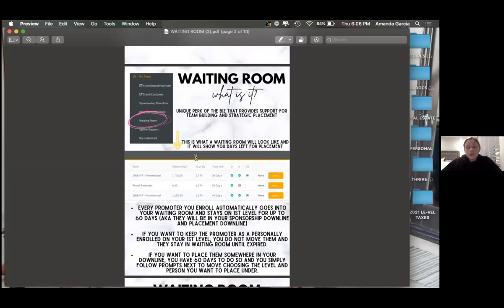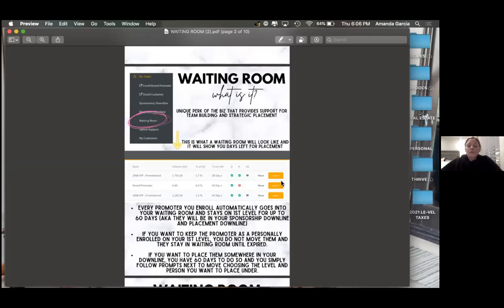So make sure that you're asking and you're sure what you're going to do before you do it. When you open your waiting room, it will show all of these, and on the side you'll see where it says move and then the levels. So it's very simple and straightforward. You're literally just going to click the button and then click the level, and then you scroll down and find the person you want to place underneath. But like I said, when it's done, it's done.